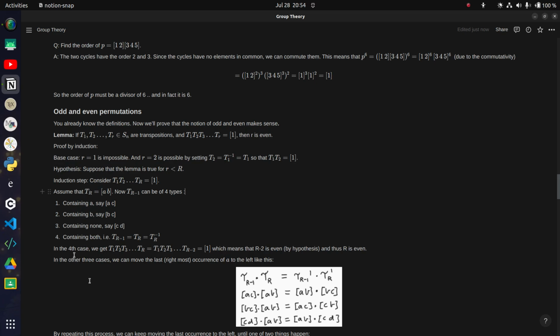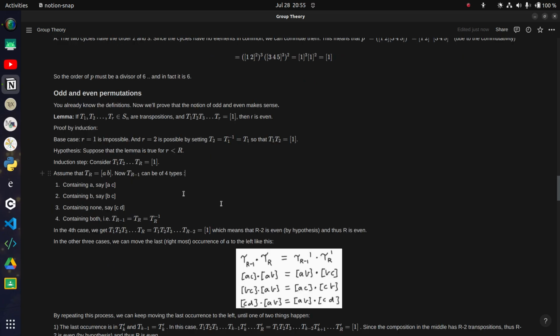Oh yeah, I was going through this list. So your T R minus 1 could contain both, and then you would immediately get the fact that T1, T2 till T R equal to 1 implies R is even, because R minus 2 is even by the induction hypothesis, and so R is also even. So in the fourth case, it's pretty obvious what you have to do. In the first three cases, it's slightly not very obvious.